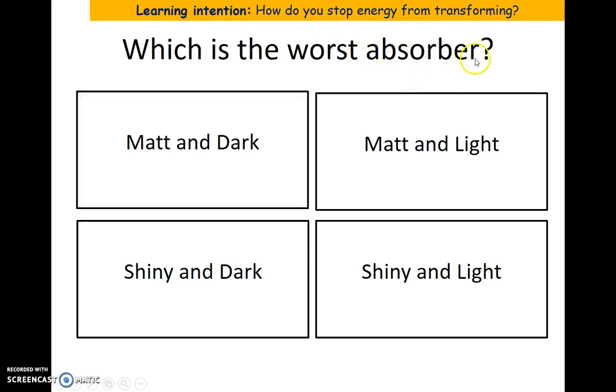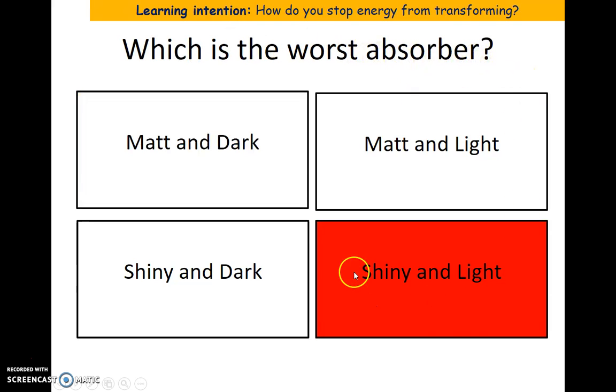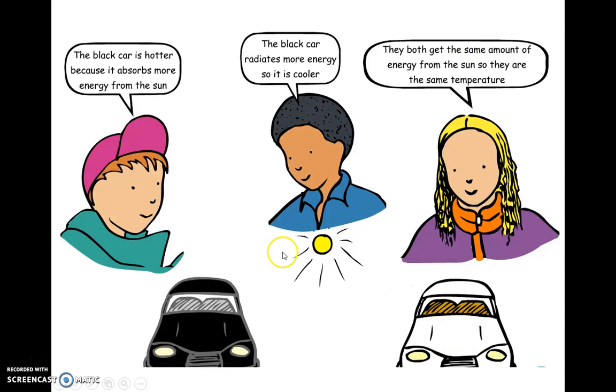So then which is the worst absorber? Well, that would be shiny and light. Shiny, so it reflects, and it's very light, so like the whiteboards around the room, they're reflecting, and they're not absorbing much radiation. So have a think about this. Pause the video and have a think. We'll talk about this at the end.